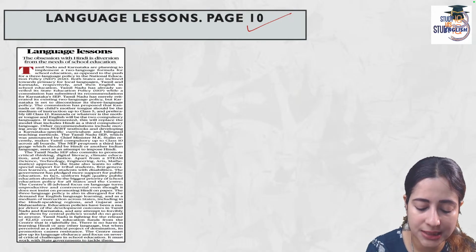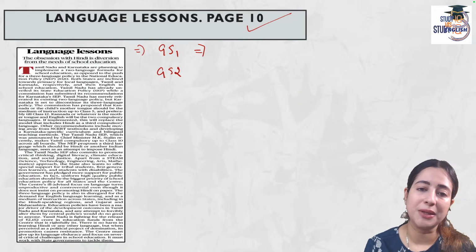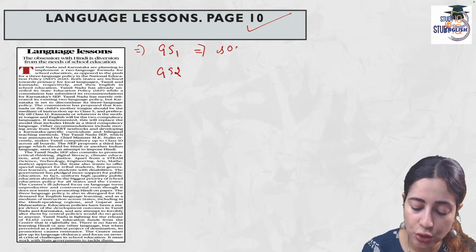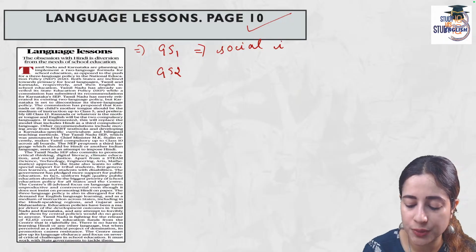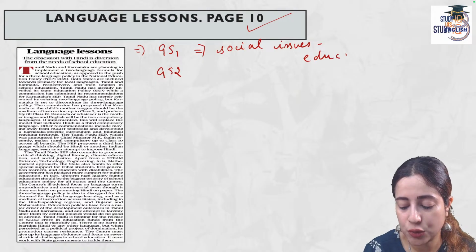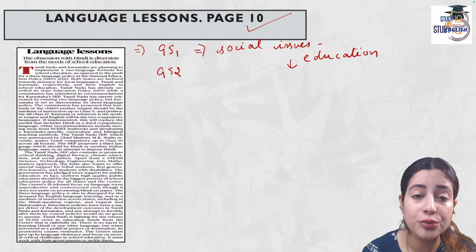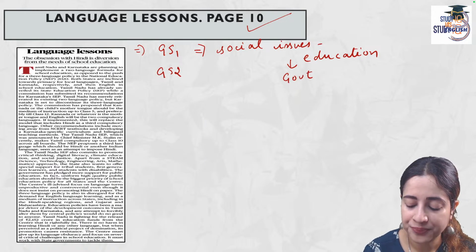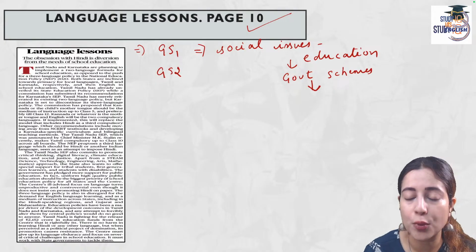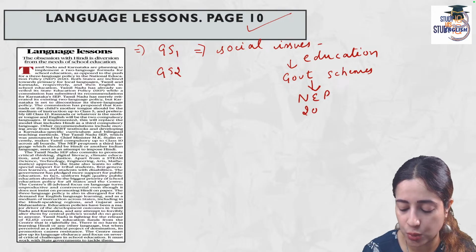This article associates with GS paper 1 and GS paper 2. Let me break it down further. Talking about GS paper 1, a very crucial segment of GS paper 1 is social issues. And within social issues, we know that education happens to be a critical topic. Within education, we also talk about various government schemes regarding higher and primary education in India. Now, one such most spoken about happens to be the National Education Policy 2020.